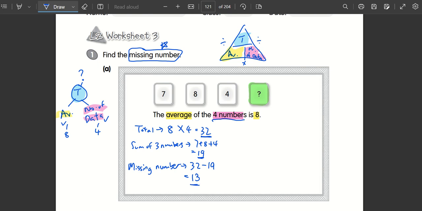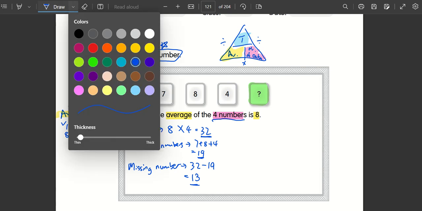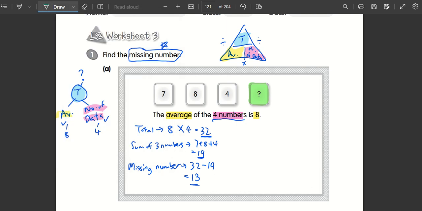that's the first method. If I use the total, okay, I find the total, and then I just minus out the 3 cards and I'll get the missing number. Okay, so that's the first method. Now, moving on to the next method, I'm going to use a different color. I'm going to use the green pen to help to draw the second method about sharing out the difference.